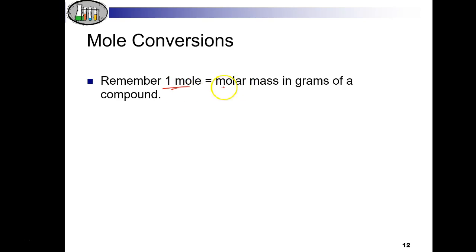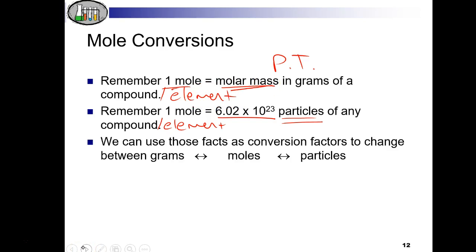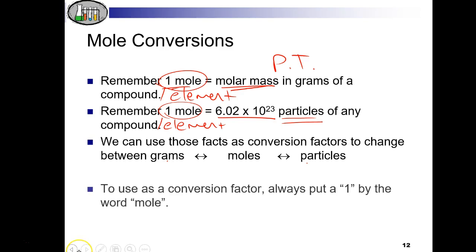Remember, 1 mole is the molar mass. This comes right off the periodic table in grams of a compound. It is also 6.02 times 10 to the 23rd particles of any compound, or I should say element. It just depends on what you're dealing with. So you can use these two conversions because the mole connects them. The mole is the guiding principle here. To convert between grams of something, I can weigh a sample and I can know how many particles I've got floating around in that sample. And everything reacts in terms of particles or atoms or molecules.